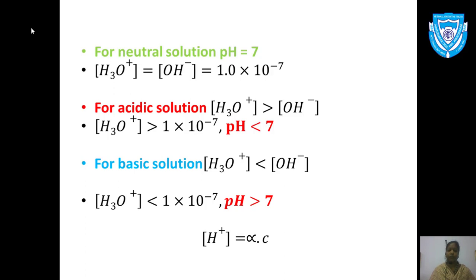Now the last equation here is that H plus ion concentration can be measured with the formula alpha into C. Alpha here is the degree of dissociation. For strong electrolytes, alpha is 1, and for weak electrolytes like weak acids and weak bases, alpha value is less, so you have to incorporate the value of alpha and then find out the H plus ion concentration.